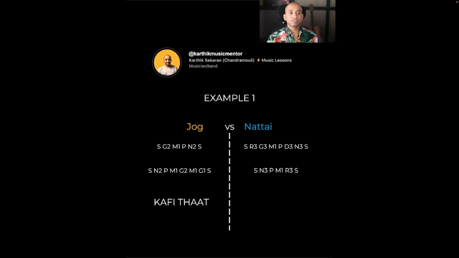Now explaining a little further, Jog is derived from the Kafi That, whereas Natai is derived from Chala Natai, which is a Melakarta. Now Chala Natai, the Aronam and Avronam is the same that you see here in the Aronam of Natai. Sa re ga ma pa dha ni sa. Sa ni da pa ma ga re sa. That is Chalanatai. So you see, that is the precise reason why Carnatic music has 72 Melakartas, whereas Hindustani music has 10 thats. It's just a deeper way of classifying the ragas.